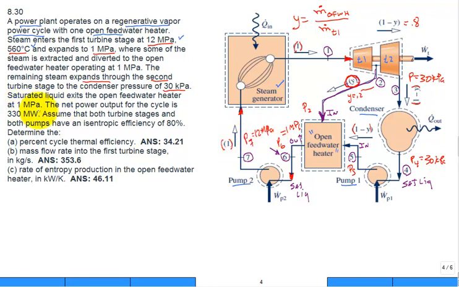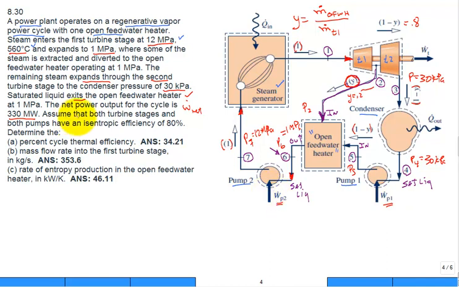Continuing to read the problem, saturated liquid exits the open feed water heater. That's our standard assumption. We talked about that. The net power output of the cycle is 330 megawatts. Okay, we'll make a note of that, W dot net. That's not what comes out of the first turbine only or the second turbine only. It's the total out of all of the turbines minus what has to go back and feed the pumps, because we have a net power out.